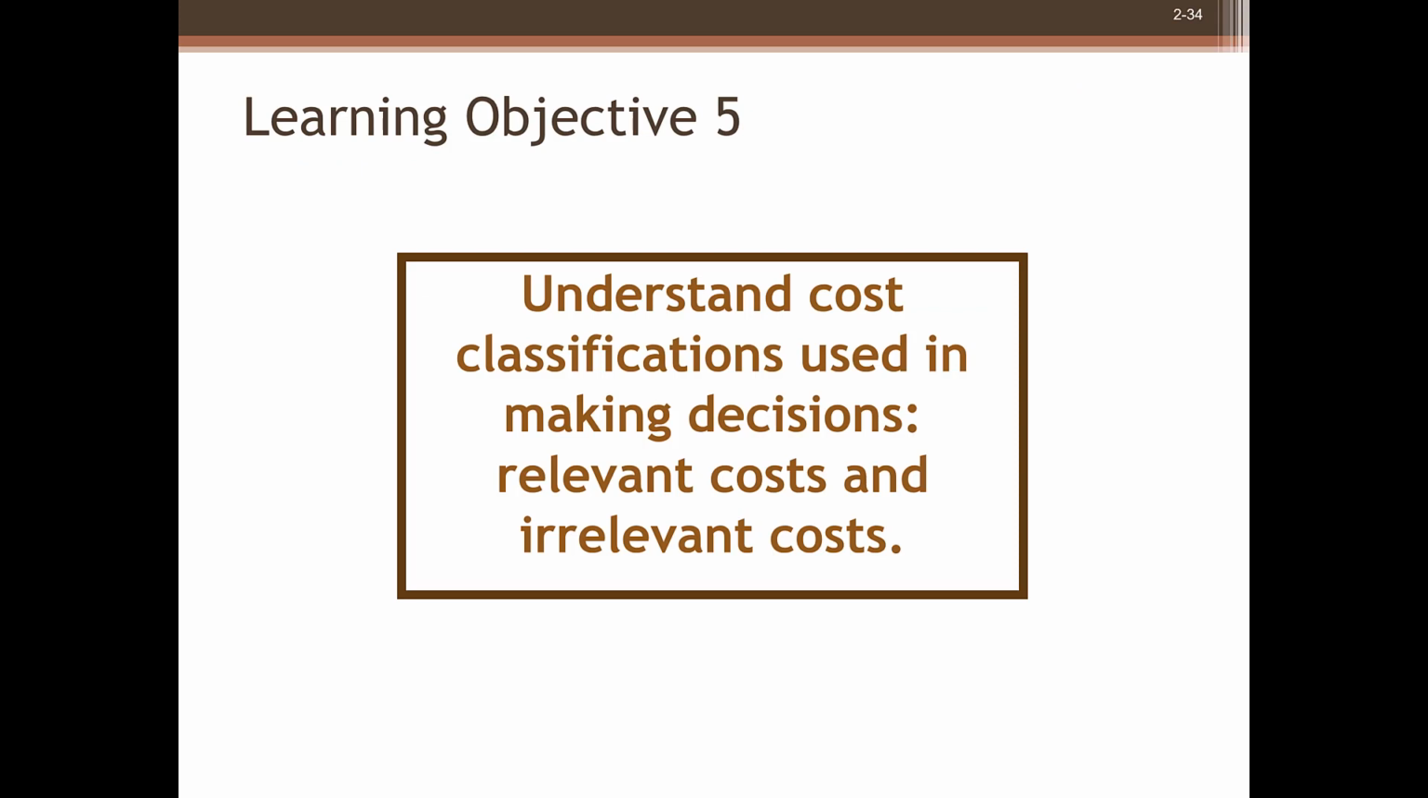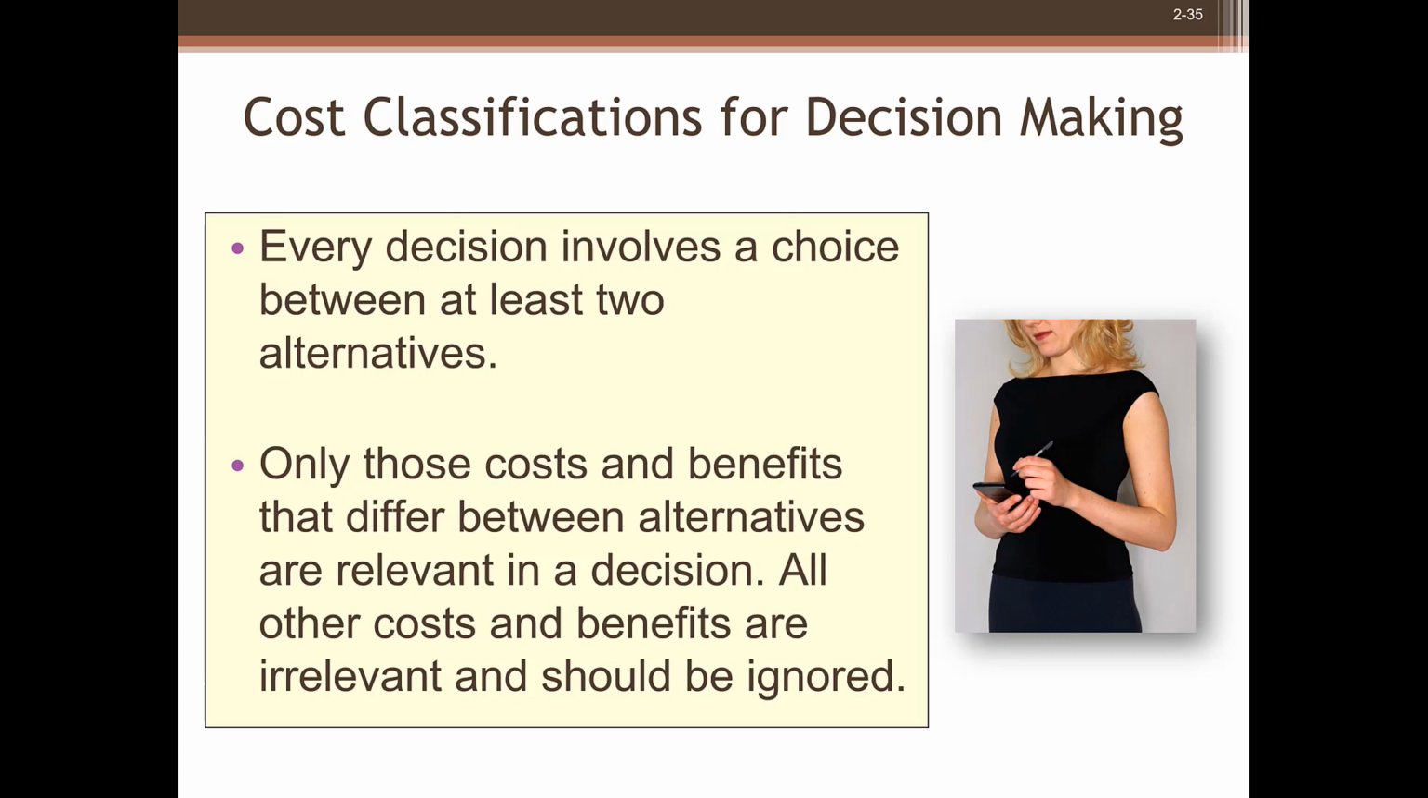Learning Objective 5. Understand cost classifications used in making decisions, relevant costs and irrelevant costs. It's important to realize every decision involves a choice between at least two alternatives. The goal of making a decision is to identify those costs which are either relevant or irrelevant to the decision.